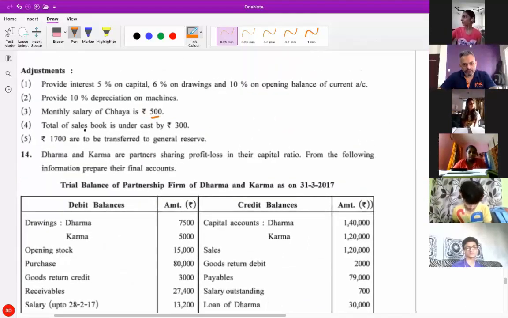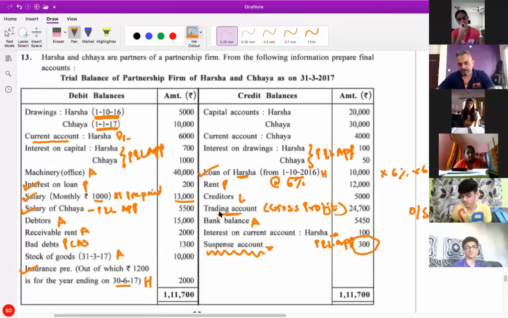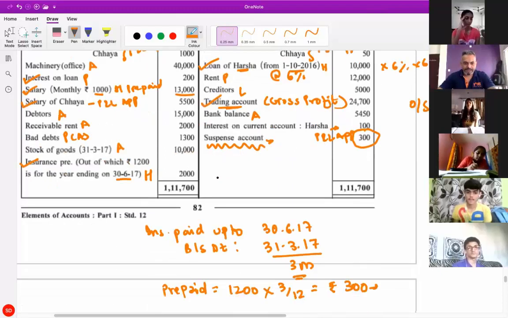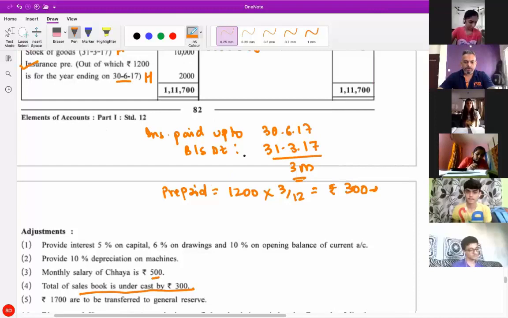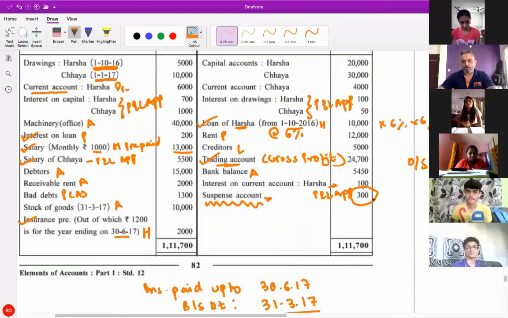Total of sales book is undercast by 300. Now, sales book undercast means the sales book total directly affects the sales account. So sales account is less by 300. So only one effect. Now the sales account is not there, so you have to prepare a revised trading account. Is this clear? Or you can do a working for it, but I suggest you prepare a revised trading account. In it you write by sales, and in the bracket you write undercast 300. That's it. And because of that, our suspense account will go away.